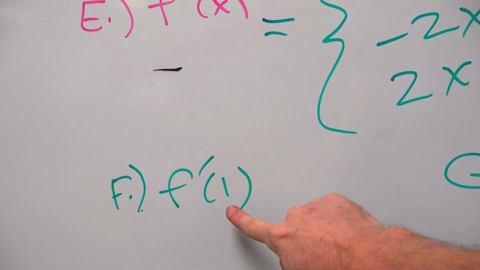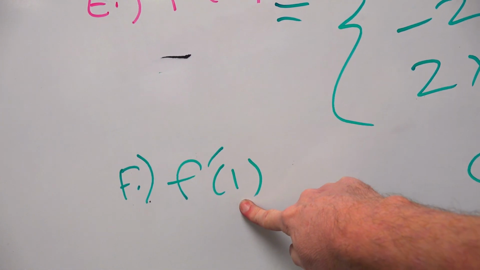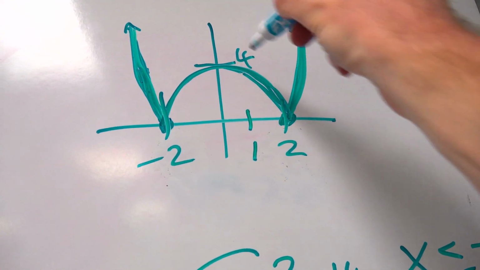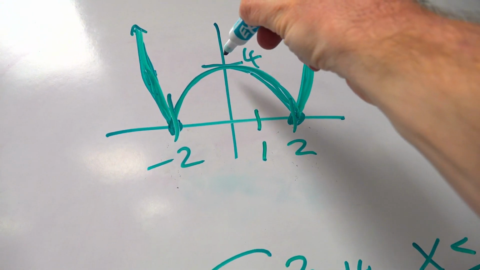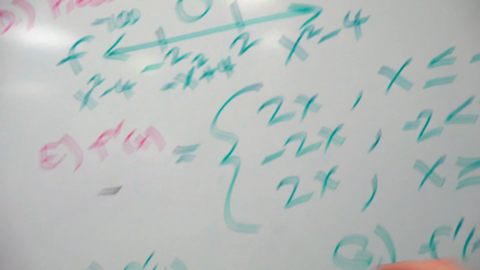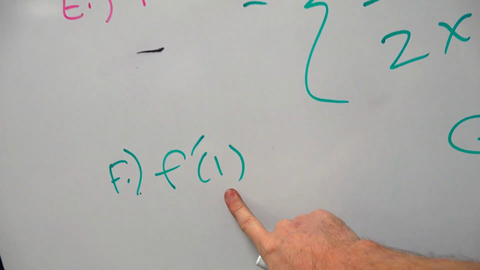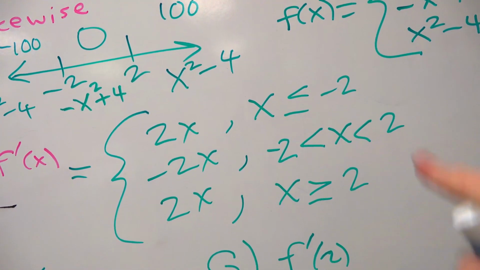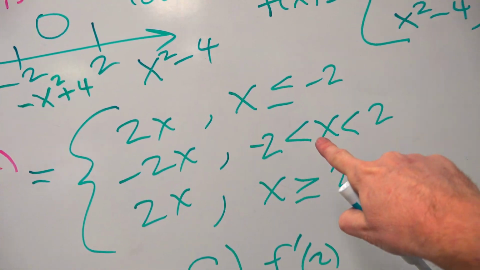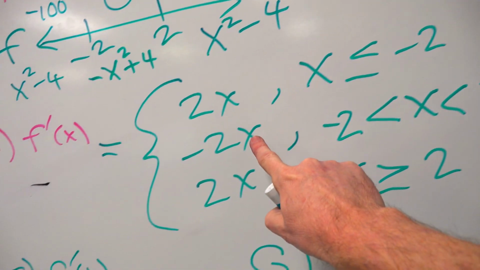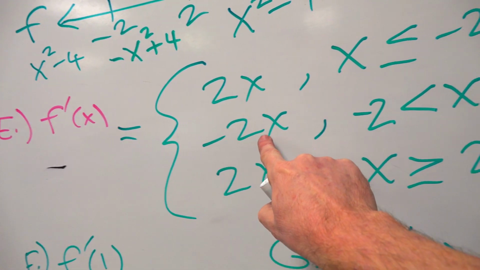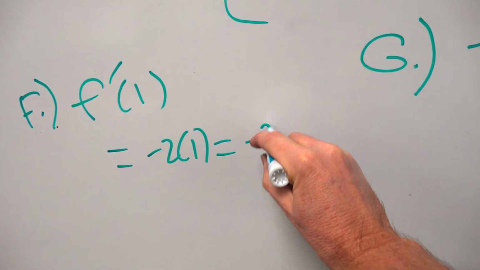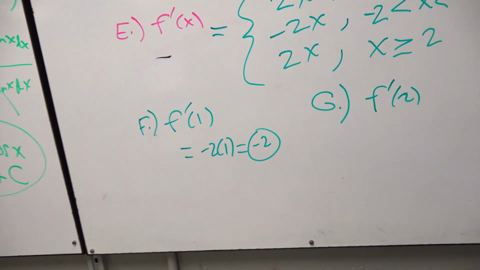Now find f prime of 1. Isn't that the slope of the graph at 1? Let's see, where's 1? That's in here. Aha. The slope is negative. The graph is decreasing, so I should get a negative. Now, I take 1. I go to my piecewise function, don't I? Go to the piecewise function, and 1 is between these two numbers, so I have to plug it into this formula. Negative 2 times 1 is indeed a negative number, like I promised. It's negative 2, all right?